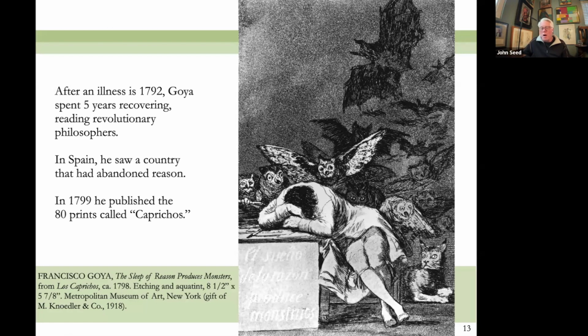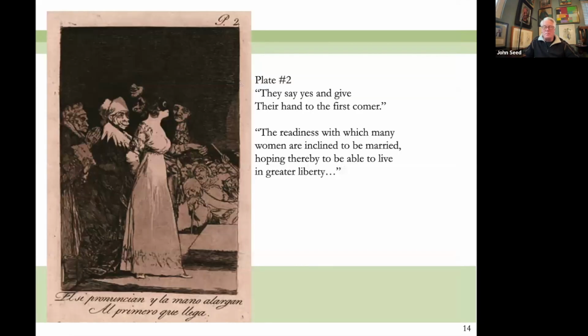And the prints that he published in 1799, right around the turn of the century, are caprices, or we'll call them caprichos. They are dark fantasies that air out and also ridicule his fears and the irrationality of the people of the time. And they have inscriptions.